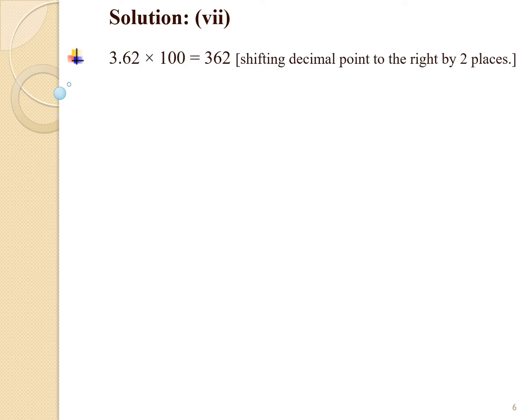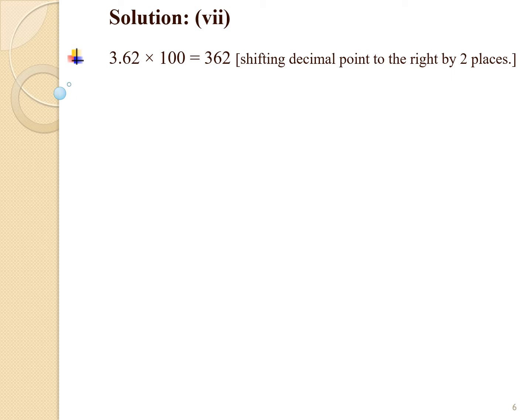Now let us solve sum number 7. 3.62 into 100. Shifting the decimal point 2 places to the right, we get 362. Therefore 3.62 into 100 is 362.